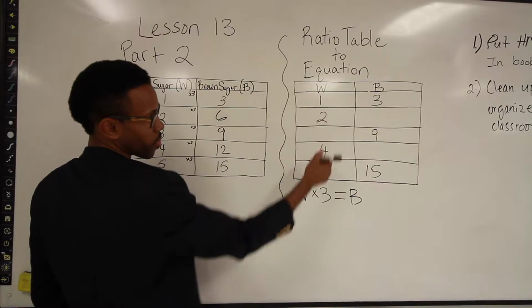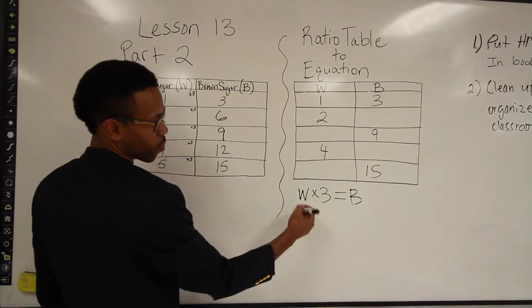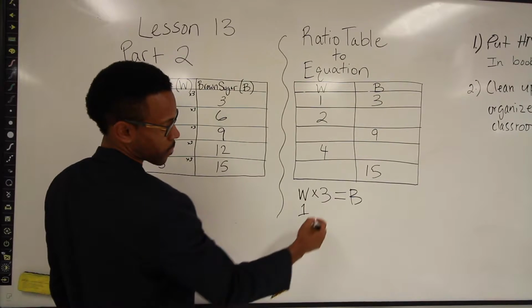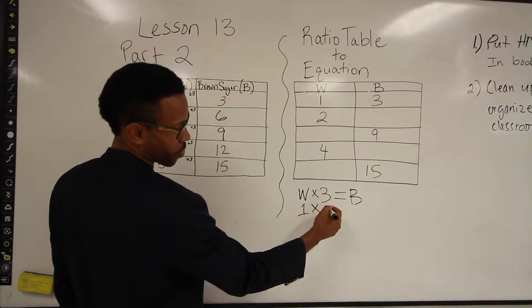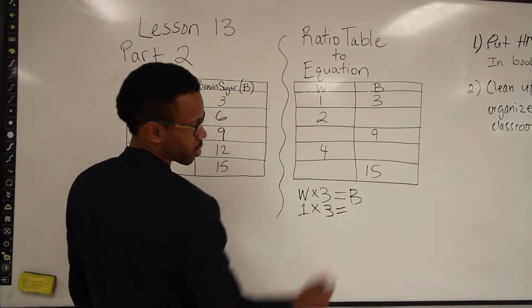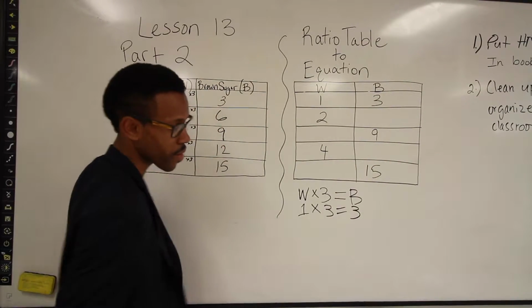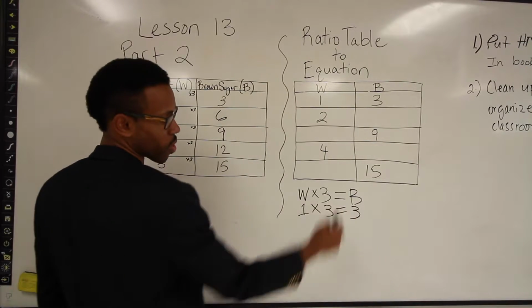Right here we have both white sugar and brown sugar filled in already. Let's try it. Let's plug it in. For white sugar I have 1 cup. So for W we'll put in the 1, multiply that times 3. That equals what? That's going to give me the 3. See that right there? My equation works.